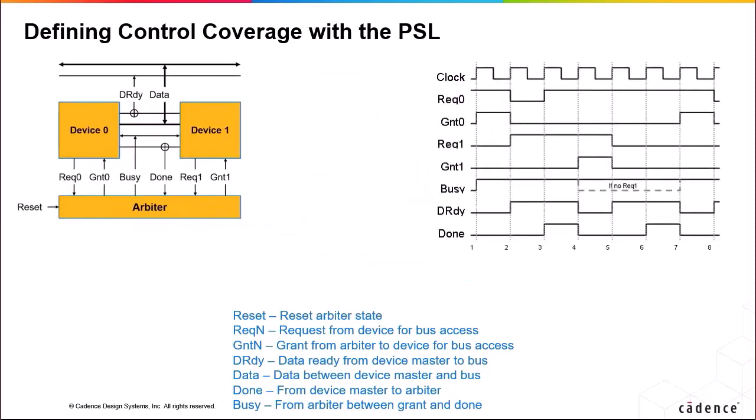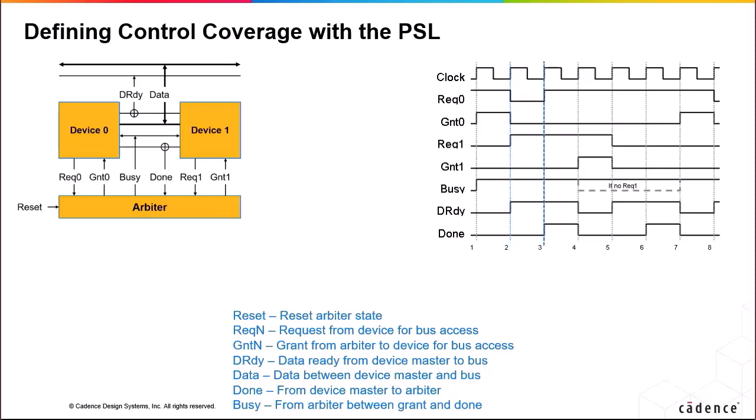Here is an example of two-word data transfers. On the first cycle, the arbiter grants the device 0 request and raises the busy signal. On the second cycle, device 0 lowers its request, drives first data onto the bus, and raises its data-ready signal. Device 1 coincidentally makes a request that the arbiter cannot yet grant.